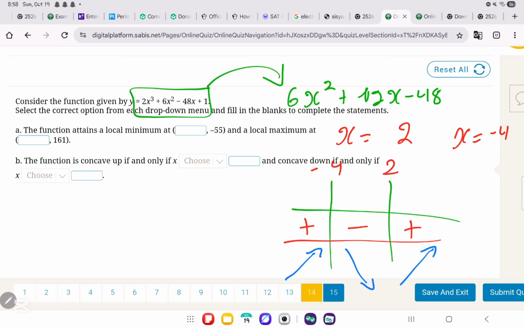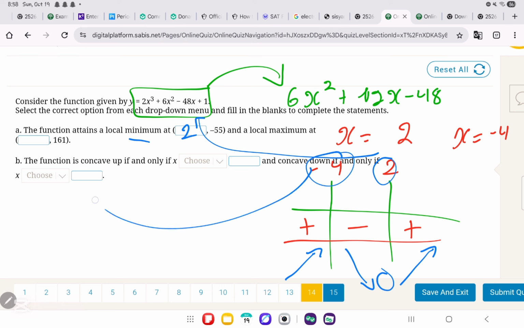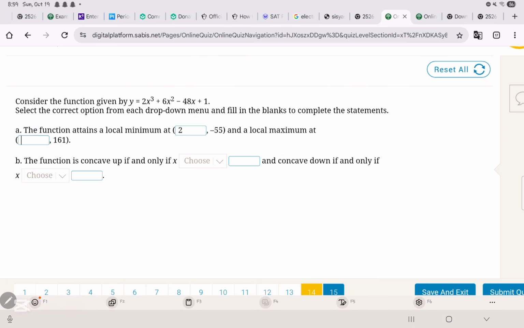As you can see, there is a local minimum at point 2, and you can substitute 2 into the equation and you will get an answer of minus 55. And there's a local maximum at minus 4, so you substitute minus 4 into the equation as well and you will get 161. So it's 2 and minus 4.